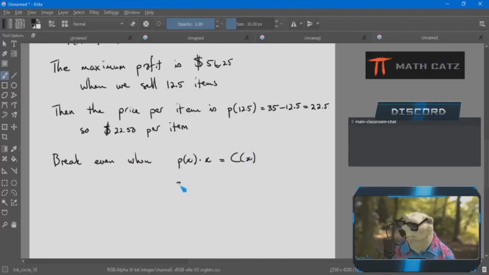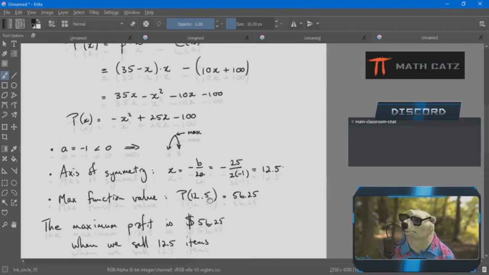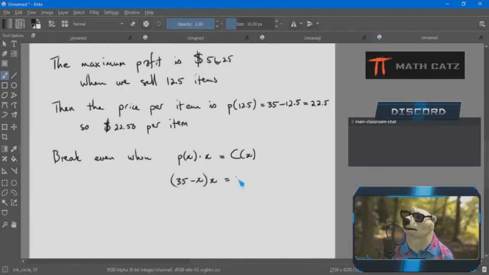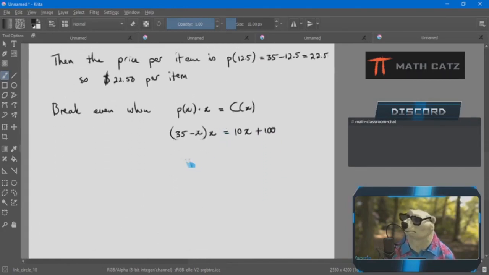My revenue was the price, 35 minus x, times x. Cost was, I do not remember, 10x plus 100. So we have 35x minus x squared equals 10x plus 100. Now you can move everything to either side. It really doesn't matter. Let's move everything to the right this time, and then flip it all around.